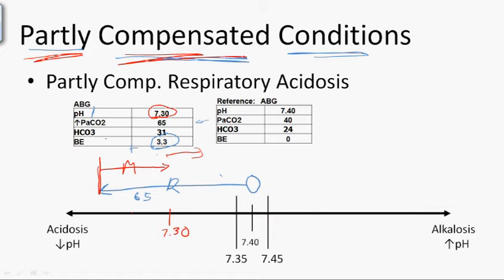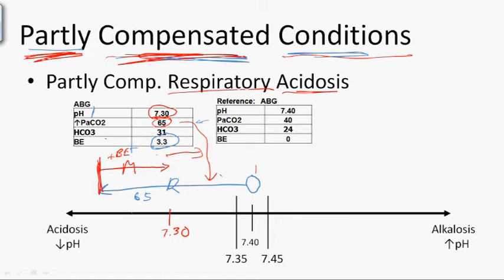Because I've got a positive base excess, I'm going to plot this towards the alkalotic side. I've got a high CO2, so I had to draw this making me acidotic. So you can see my vector arrows are going in different directions. That's your clue that you have a partially compensated condition, and it's mostly respiratory acidosis because our respiratory vector is the largest one.